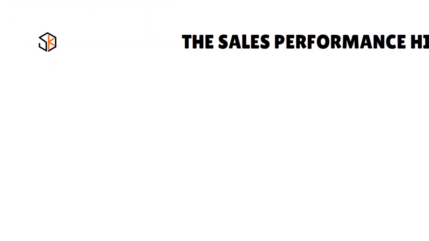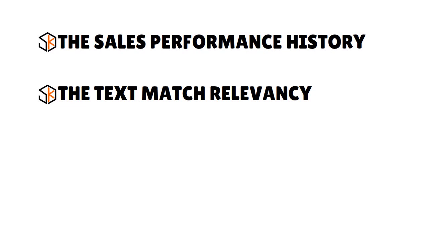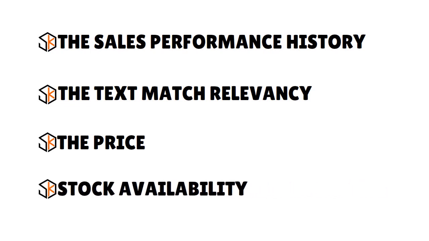So you have the sales performance history, the text match relevancy. This begins with the product title, and it also includes the description and product copy. The price, of course, is important. So when your pricing is much higher than others, your competitor might win the sale. Also, the algorithm takes into account stock availability. So when you have run out of stock, the listing ranking may just decrease or fully disappear. So make sure you plan for this. There are also indirect.